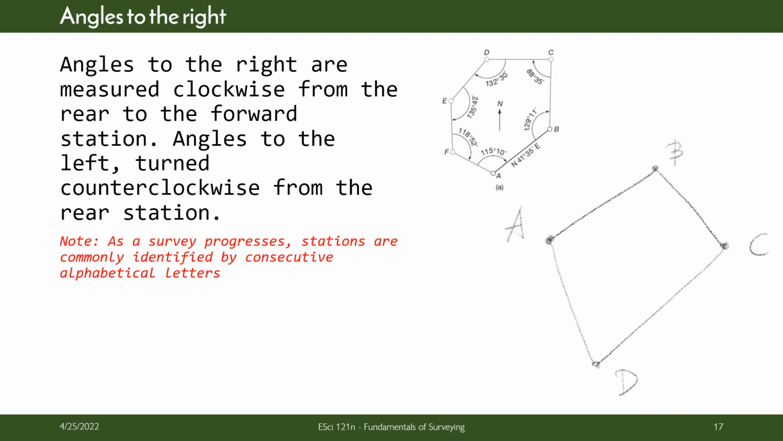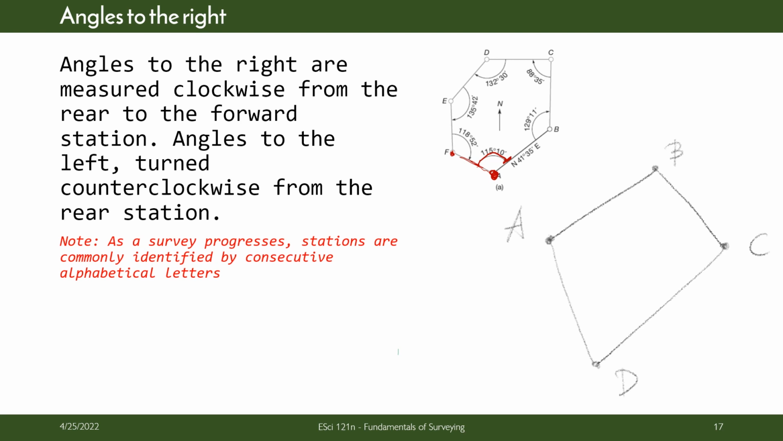then we have also angles to the right. Angles to the right are measured clockwise from the rear to the forward station. When we say rear, it's the previous station, and the forward is the next station. Angles to the left are turned counterclockwise from the rear station. Take note, as the survey progresses, stations are commonly identified by consecutive alphabetical letters, in alphabetical order. Usually in surveying, we have point A, where we start our observation, then we go to point B. We observe the previous or rear station, then we set the angle reading to 0 here, then we measure its angle going to the right.